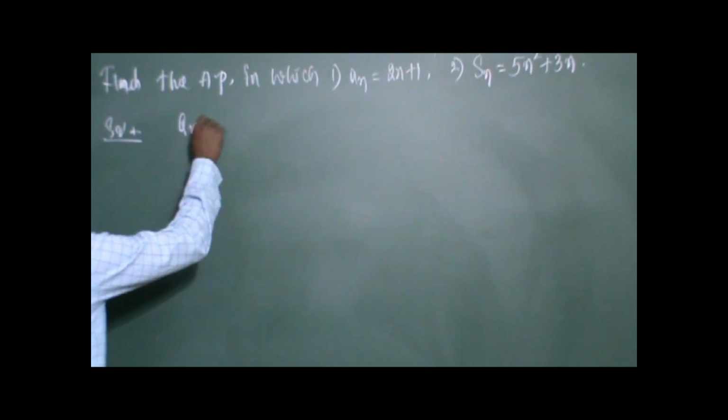So an is equal to 2n plus 1 is the given nth term. Let us find out the first term. Substitute n is equal to 1 in order to find out the first term. So a1 is equal to 2 into 1 plus 1. So a1 is equal to 2 plus 1. So a1 stands to 3. a1 is 3, so a1 is 3 means a is equal to 3.